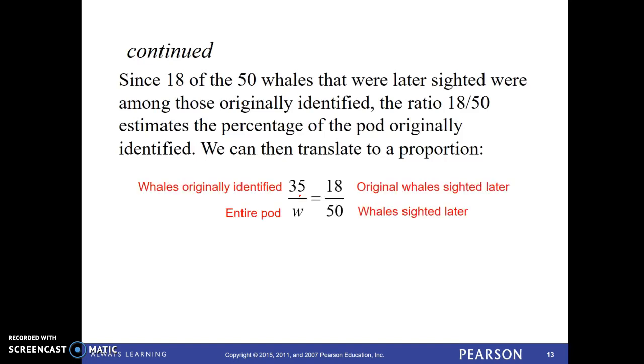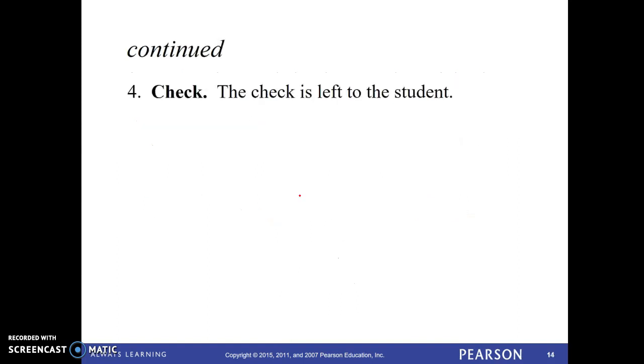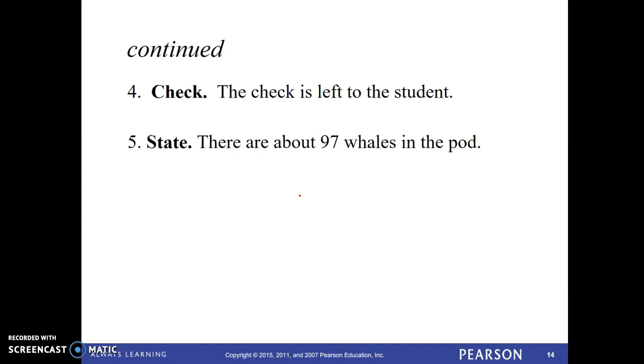We can then translate the proportion. The whales identified for the entire pod, which would be 35 over W, and the later was the original whales sighted later was 18 over 50. Set up that proportion. You're going to find that these are really useful in your science classes. Solve, we're going to do either cross multiplication or use the least common multiple. And there we go, 97.22. We can check it out. There are about 97 whales in the pod.